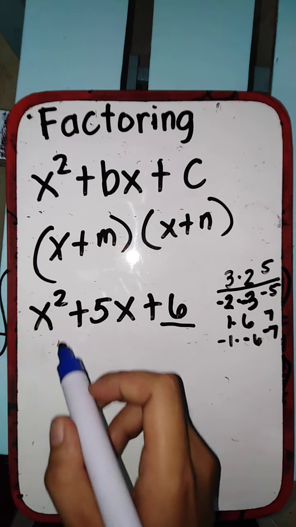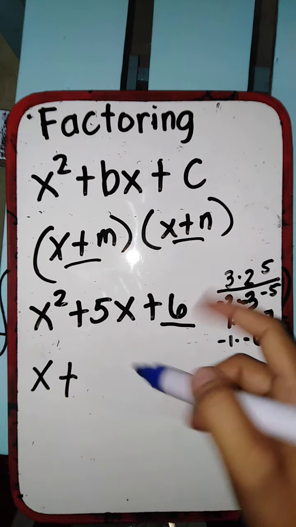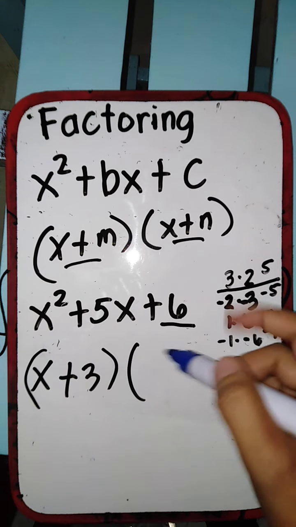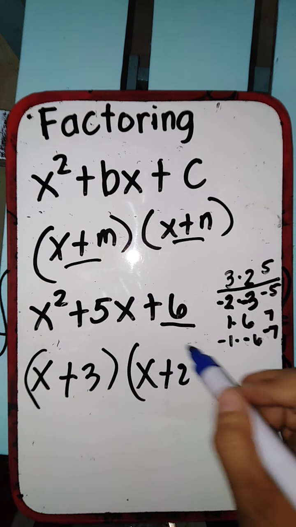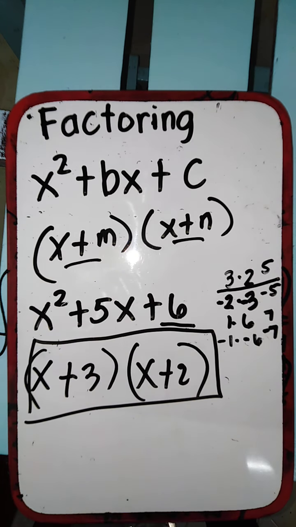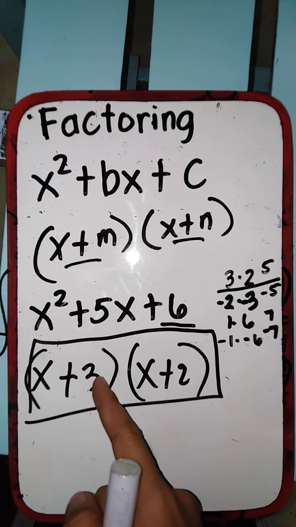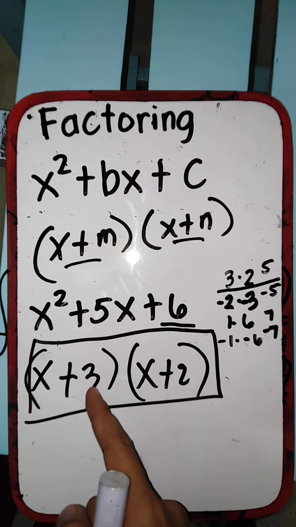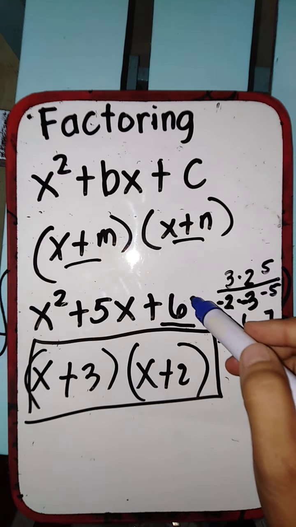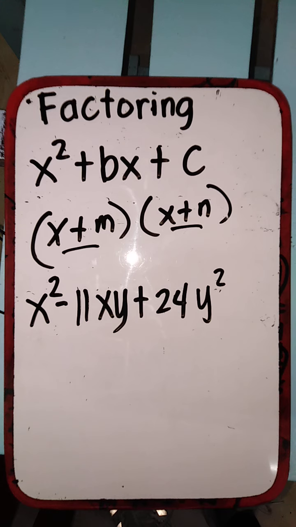So, that's why our factor is in this form. We have x plus 3 and x plus 2. So simply, this is the factor of x squared plus 5x plus 6. And you can check this factor using the FOIL method to get x squared plus 5x plus 6. So again, I will give you another example. How about this? x squared minus 11xy plus 24y squared.